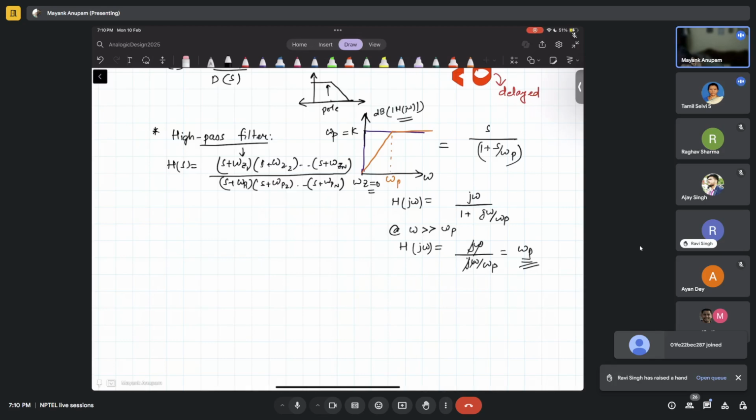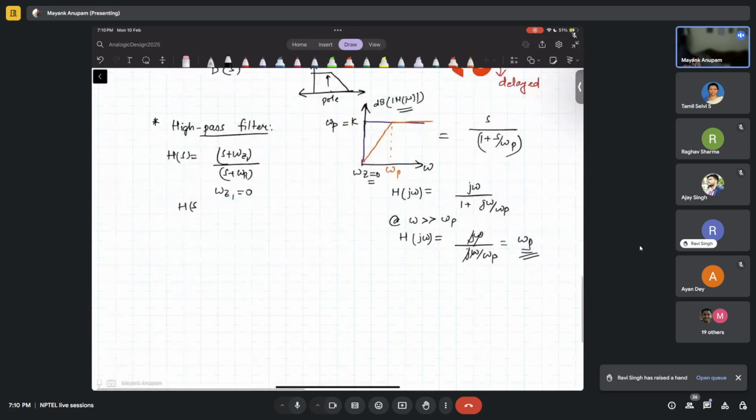What is the zero location here? Minus omega z1, minus omega z2, these are the zeros, right? So let's say it only has one zero and only one pole, and I am saying that the zero omega z1 is at 0, which means what? How will the transfer function look? S by S plus omega. Is that correct? Got it.